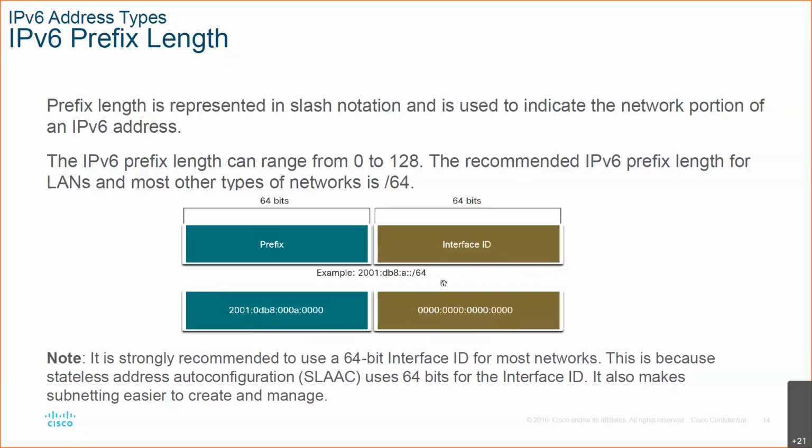Now you can modify this. For example, if you want to subnet, your network bits will be 64, and then 16 bits will be taken, not from the host portion, but from your network portion. 16 bits will be for your subnet. So how many subnets can you create? 2 to the power of 16.